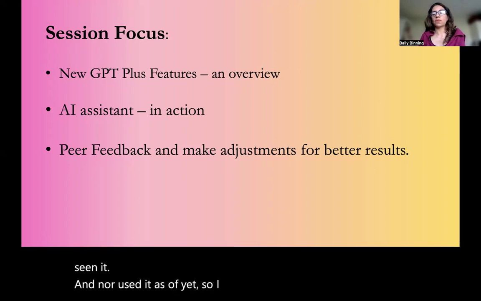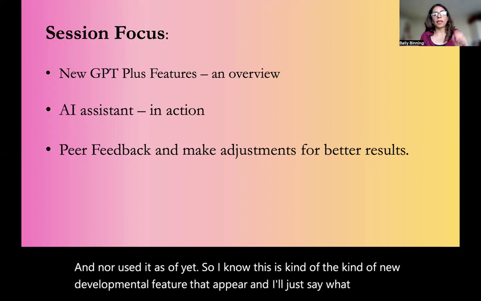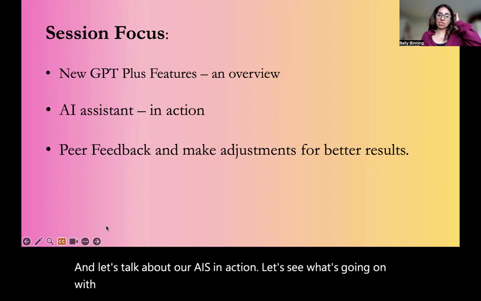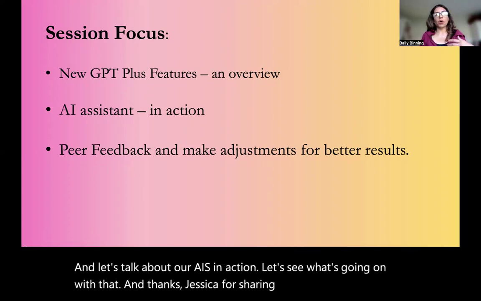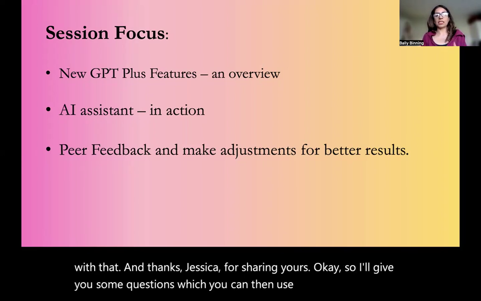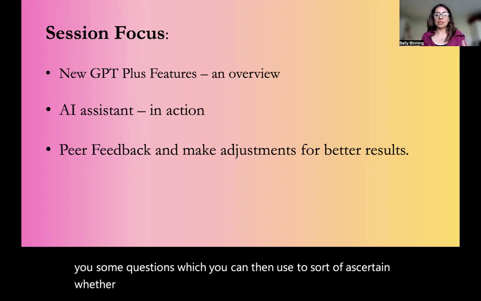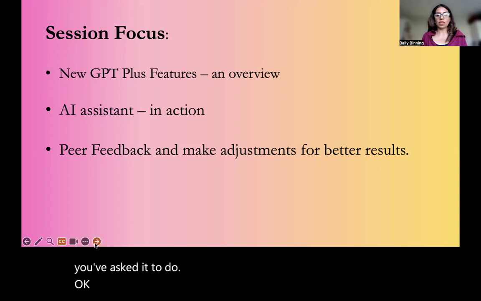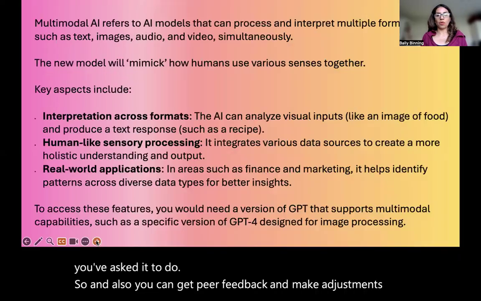I know this is a new developmental feature that will appear, and I'll say what that is. And let's talk about our AIs in action. Let's see what's going on with that. And thanks, Jessica, for sharing yours. Okay, so I'll give you some questions which you can use to ascertain whether the assistant you created is doing the thing that you asked it to do. And also you can get peer feedback and make adjustments for better outputs or results.